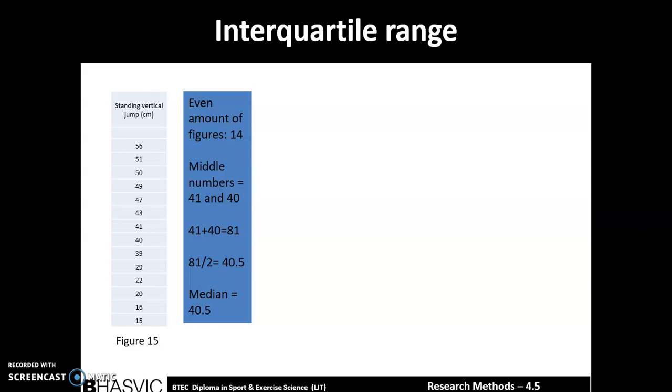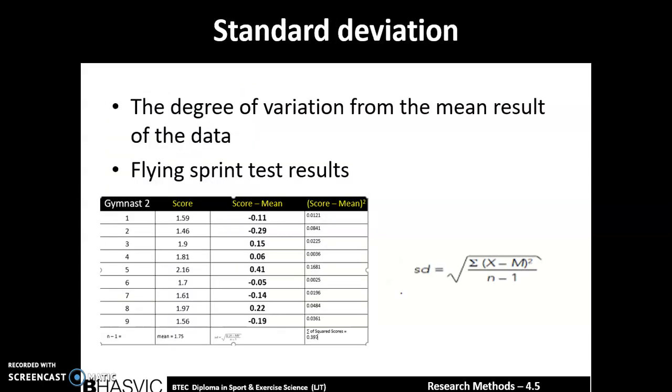Firstly, they would order their data in terms of magnitude. This can be seen in Figure 13, where I've ordered the vertical jump data from the largest to smallest. Following on from this, the researcher would then have to find the median of the data set. In this case, the median of vertical jump scores came out as 40.5, and after completing the previously stated calculation to work this out, which can be seen in Figure 15. Sorry.